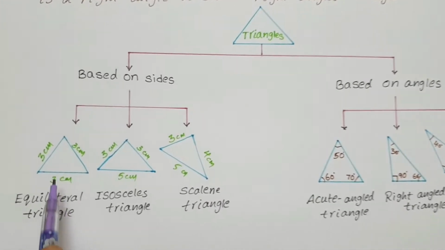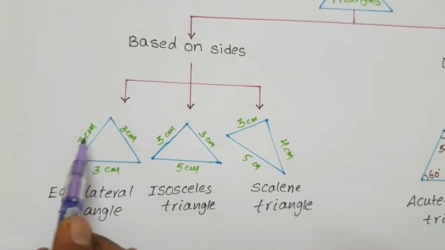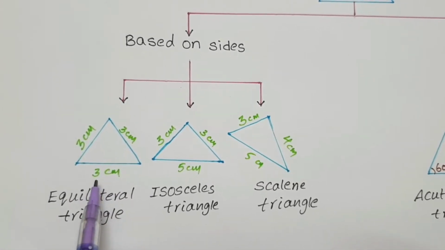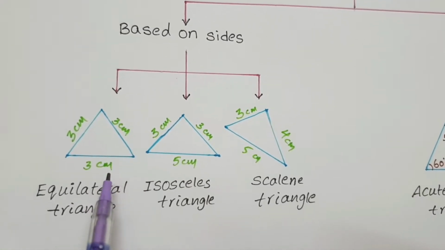Equilateral means all sides are equal. 3 centimeters, 3 centimeters, 3 centimeters. These three sides are equal, so it is called an equilateral triangle based on sides.